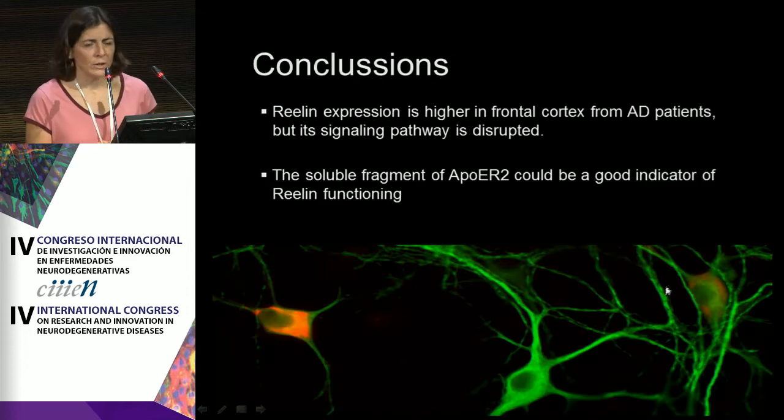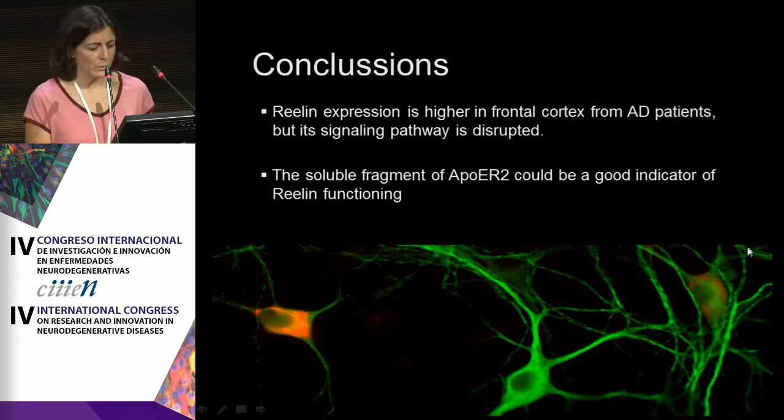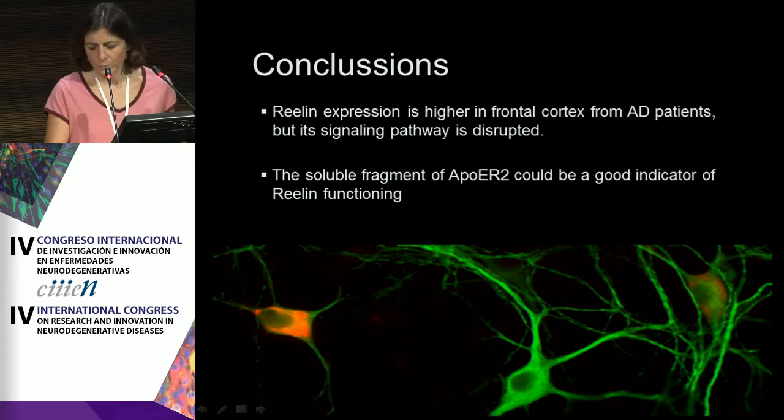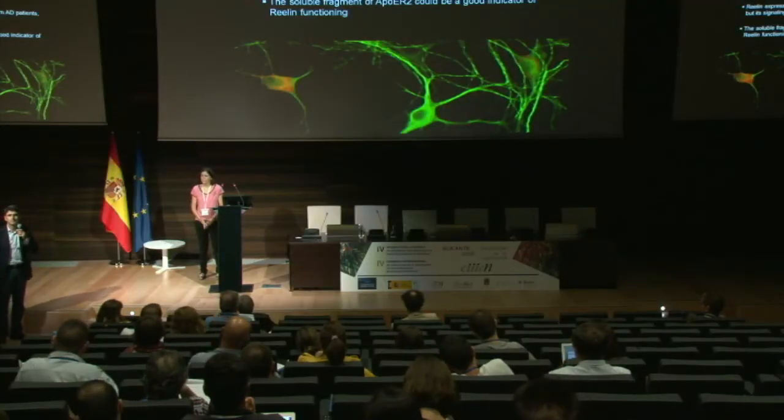So as conclusion, reelin expression is higher in frontal cortex of Alzheimer's disease, but its signaling pathway is disrupted, maybe because of the interaction with A-beta. And the soluble fragment of ApoER2 could be a good indicator of reelin signaling. We have time for questions.